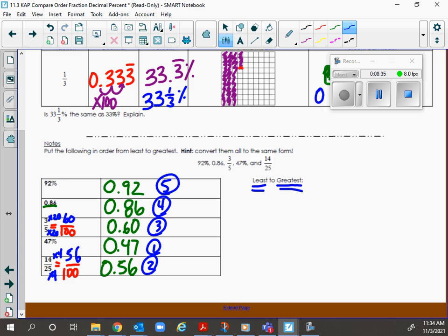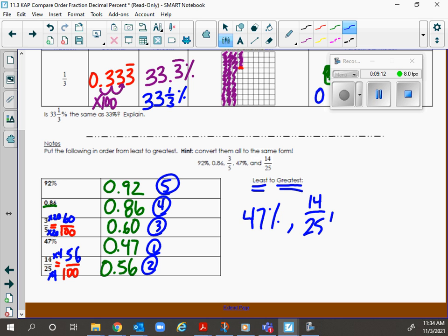So the way that the first number was presented to us is 0.47. It was reported to us as 47%, right? Yeah. So I need to write down 47% as the least. Does that make sense, guys? Okay, good. Next, I've got number 2. Number 2 is 0.56, but that's not how it was presented to us, was it? No, it's 14/25.